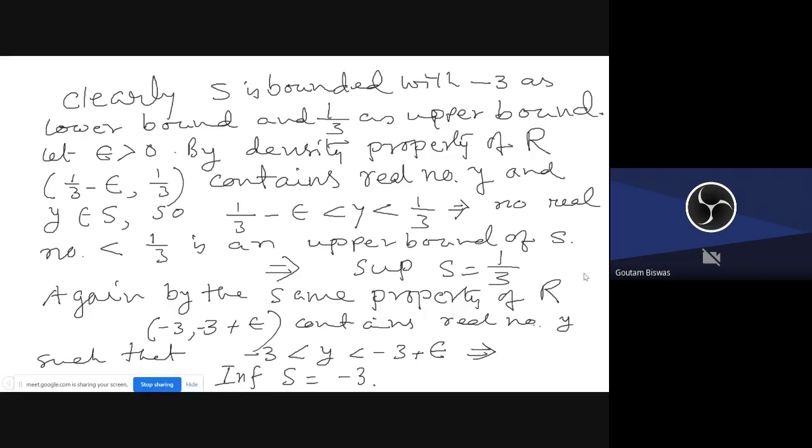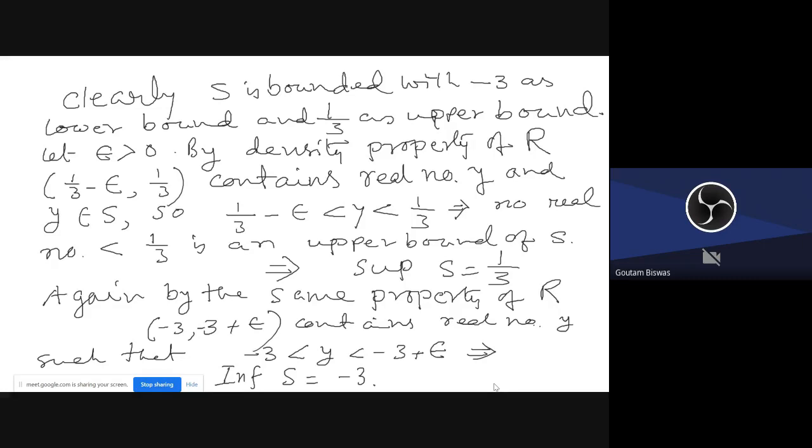Next, same property, no real number exists between minus 3 and minus 3 plus epsilon. Okay, so minus 3 is the infimum S. Okay, so these two proofs justify the properties. Mostly other properties of the supremum and infimum come from this knowledge. Okay, so this much is enough.